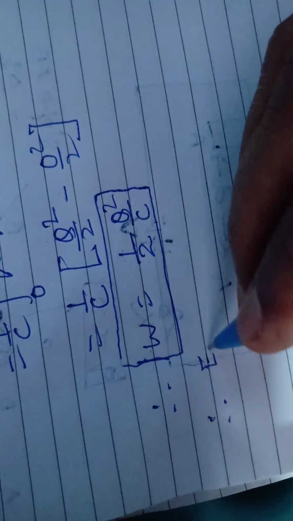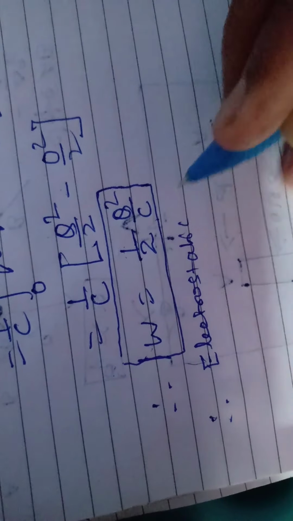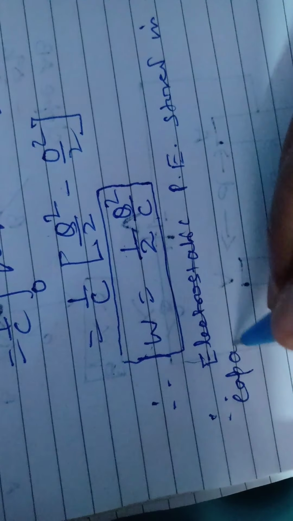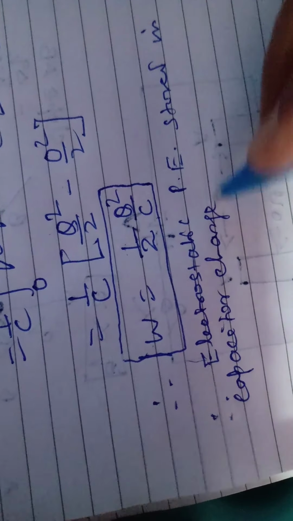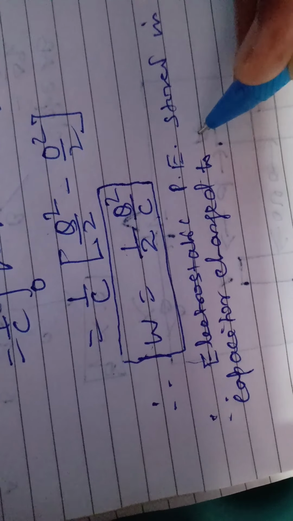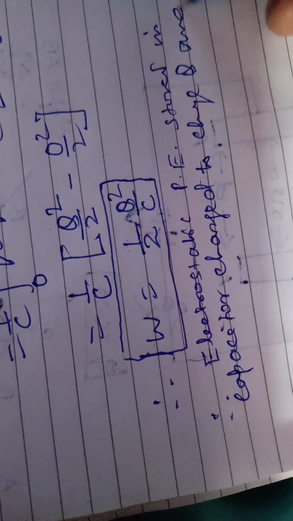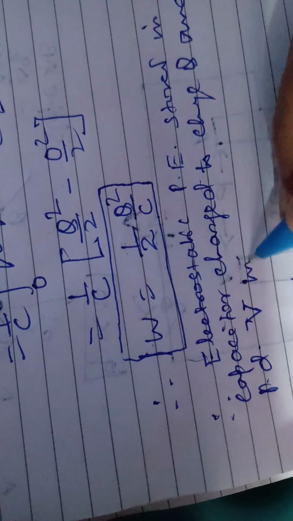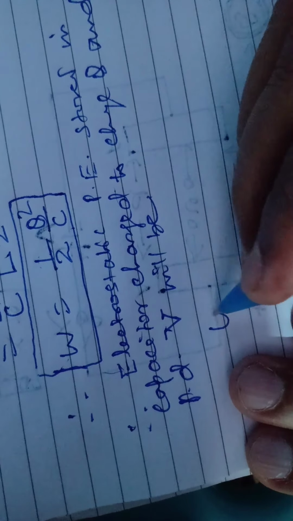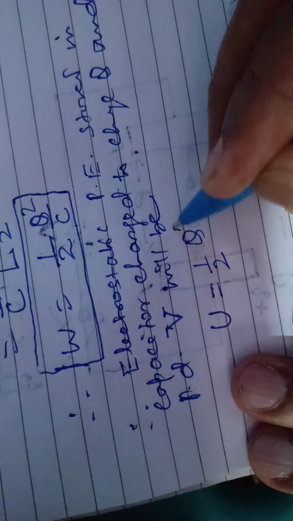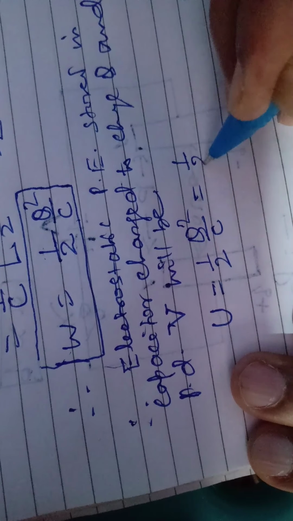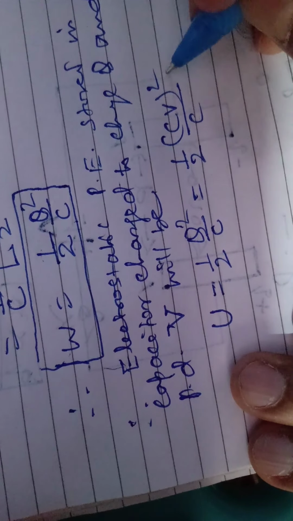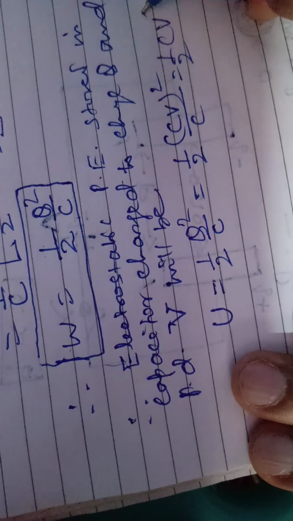Therefore, the electrostatic potential energy stored in a capacitor charged to charge Q and potential difference V will be U equal to half Q square by C. Since for this Q we can write CV, whole square, this is equal to half CV square.